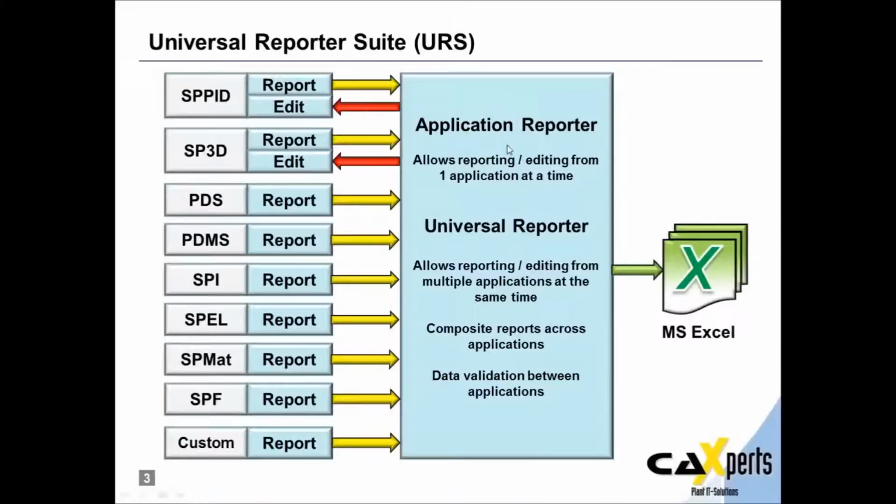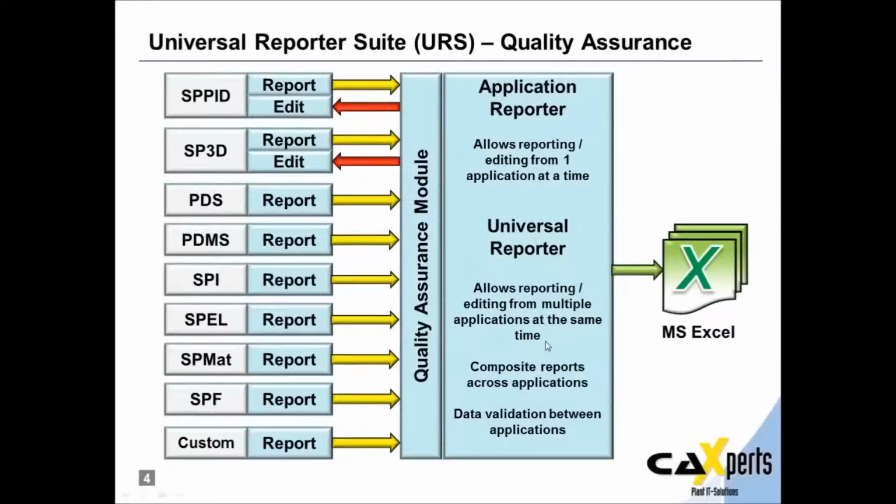We can then generate reports through the application reporter, the Universal Reporter. What we've done is add a module on here called the Quality Assurance Module, which gives us the ability to validate the quality of the data that we have in a number of different areas. Of course, because it's a part of the Universal Reporter, it means that we have accessibility to all of these applications that the Universal Reporter does as well. And that's going to form the basis of what Christine is going to show you very shortly.